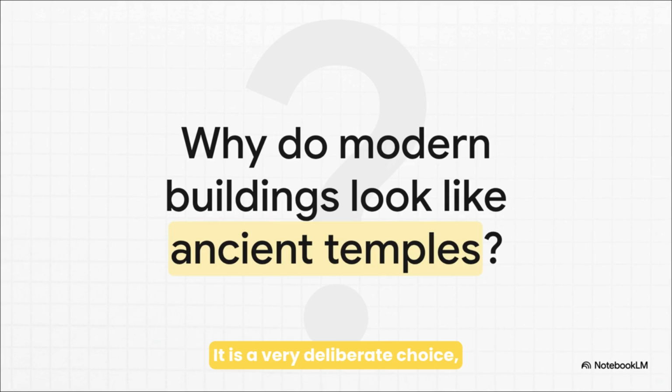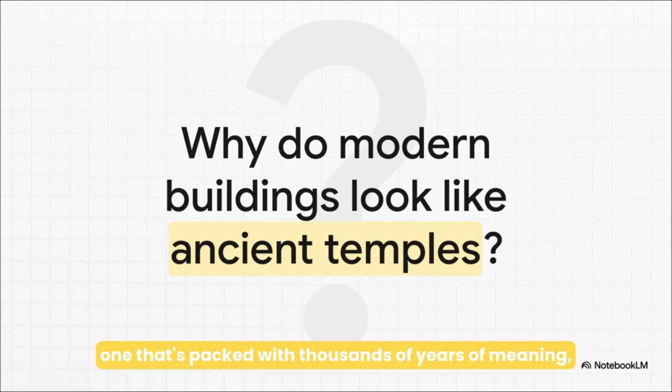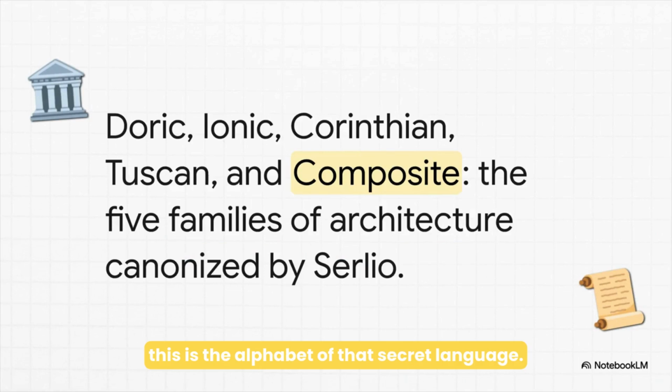It is a very deliberate choice, one that's packed with thousands of years of meaning, all encoded in the shape of a column. And this is the alphabet of that secret language. Doric, Ionic, Corinthian, Tuscan, and Composite. These are the 5 classical orders of architecture.